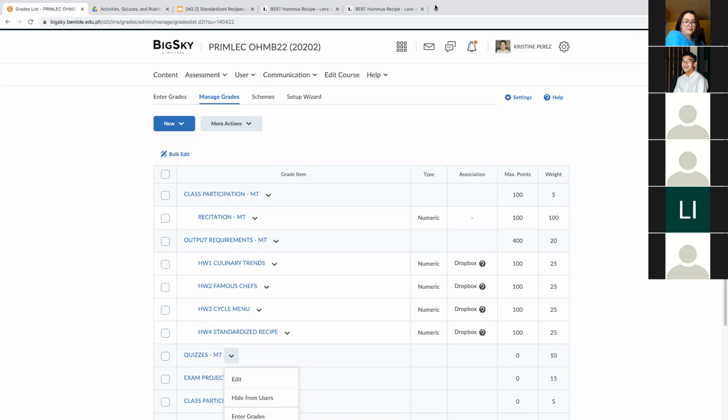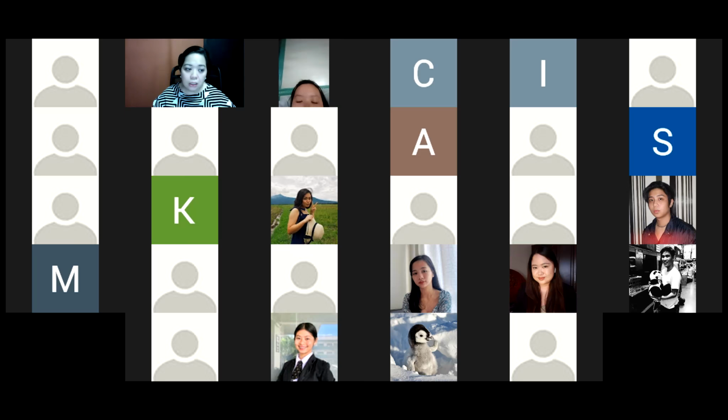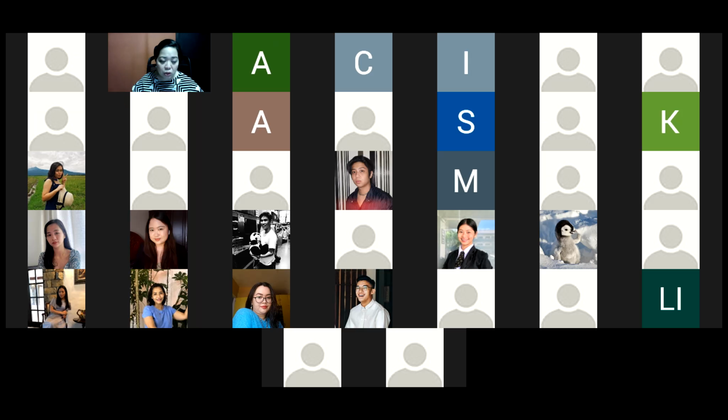I hope I was able to make you understand the grading management of Big Sky. I know it's a little bit confusing when you see it on your table, because Big Sky has a lot of numerical columns. Anyway, that's just to give an overview.